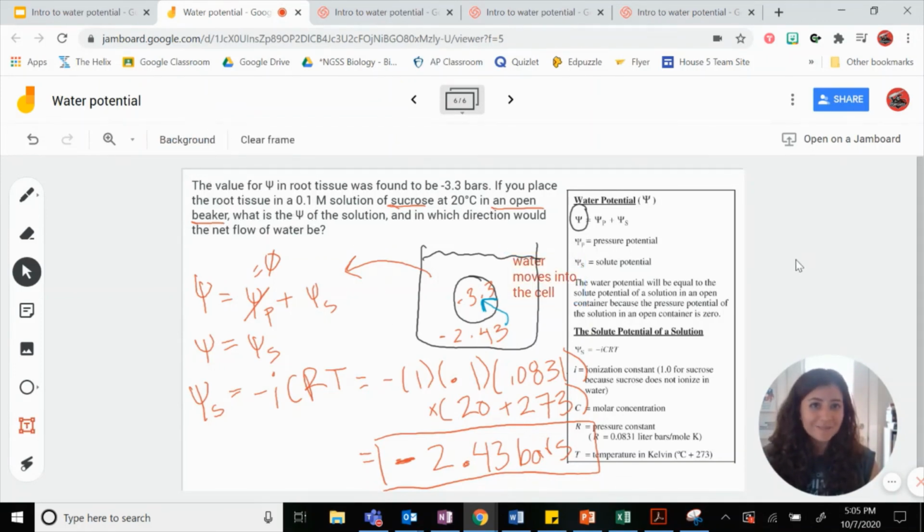And there we go. That's pretty much as tough as those questions get. And it was a lot of steps, but it's not horrible, right? We did it. And that's how you do water potential.